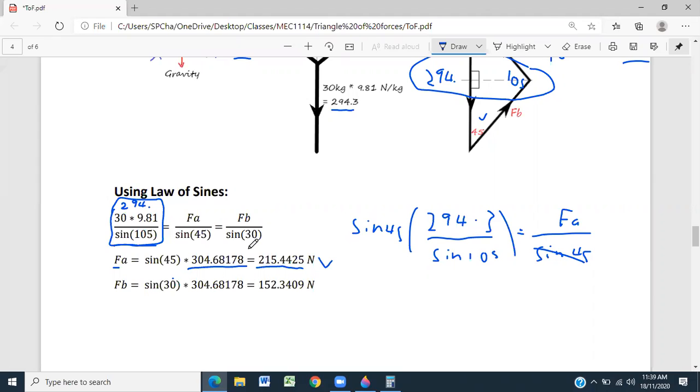Great. Then we do the same. We just replace this with FB, and the angle here is now 30. So this here is sine 30. Right? So sine 30 times 204.68178. And they should output 52, right? And these are the answers in the book.